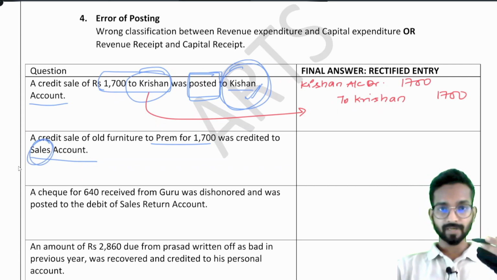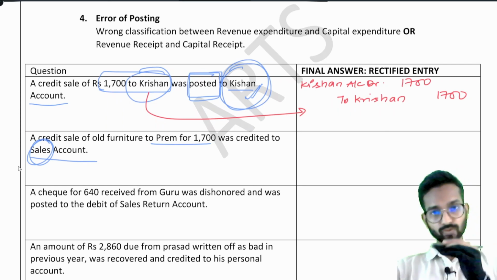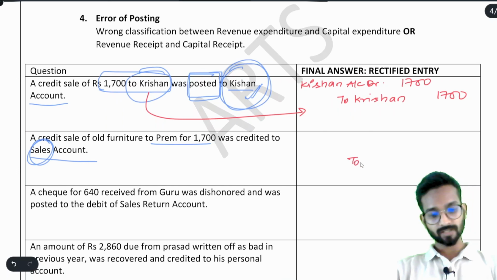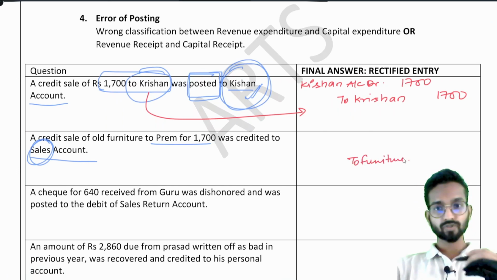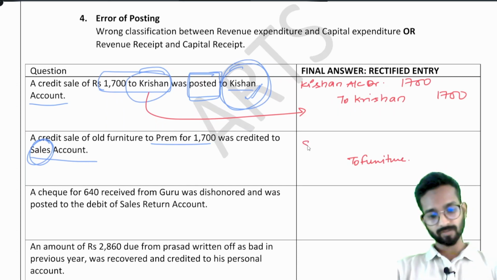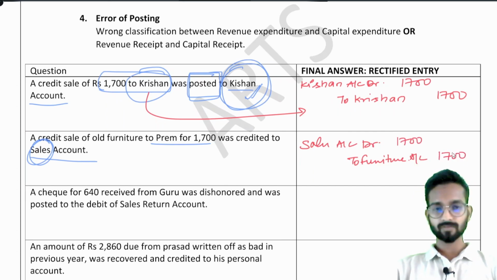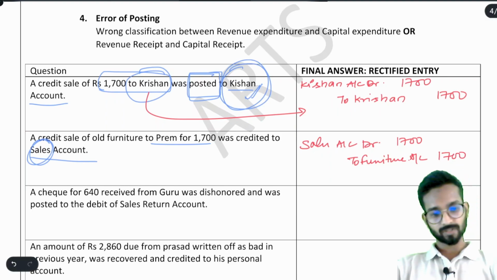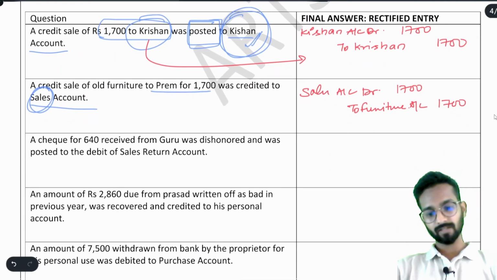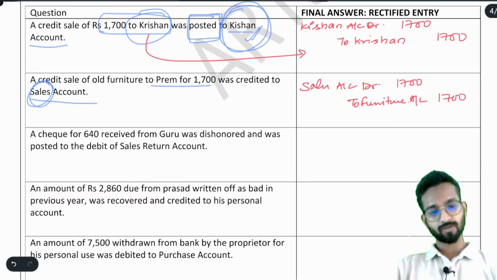I had to write Prem to furniture. I have written Prem to sales. Prem is correct, but I was supposed to write to furniture. I had written to sales, so to correct it, debit the sales account. Sales account, debit to furniture 1700. Simple. If you are speaking with me the journal entry, I can guarantee you that you will get the correct answers. But if you are just sitting and watching, you will be half asleep by now.